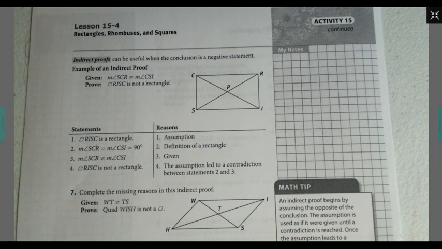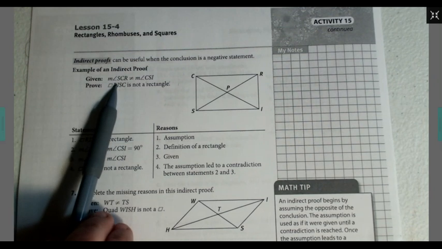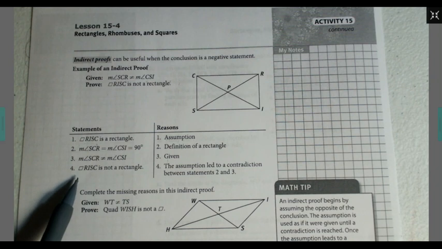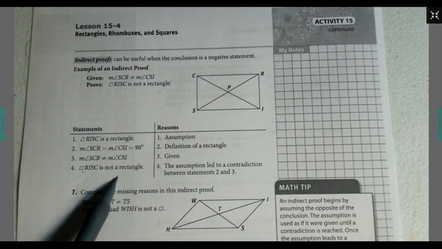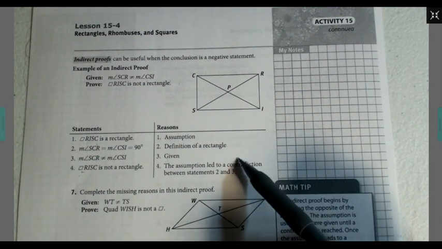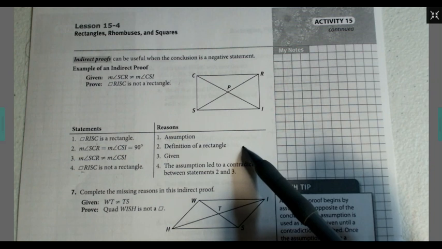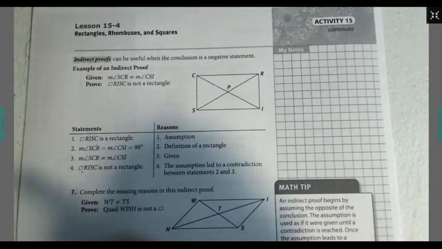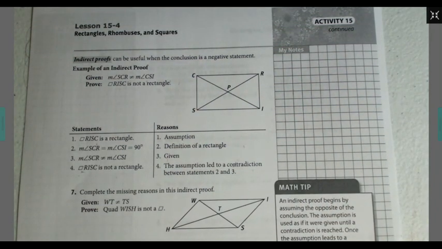But we were just given that the measure of angle SCR does not equal the measure of angle CSI. That was what we were given. So therefore, parallelogram RISC is not a rectangle because we were led to a contradiction in steps 2 and 3. Step 2 said that they were 90 degrees and that they were equal to each other. In 3, it says that they were not equal to each other. So therefore, this cannot be a rectangle because we came to a contradiction.